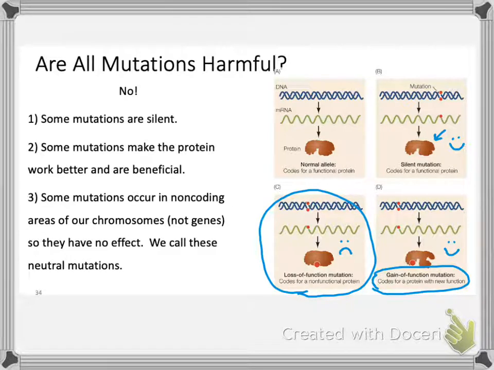Also, some mutations can sometimes occur in non-coding areas of our chromosomes, so things that are not genes. So they have no effect, and we call these neutral mutations. So for example, introns that get cut out, if you have a mutation in an intron, it's going to get cut out and it never makes it into the protein, so no big deal. So sometimes mutations just happen in places that don't make proteins, so they don't determine our traits.